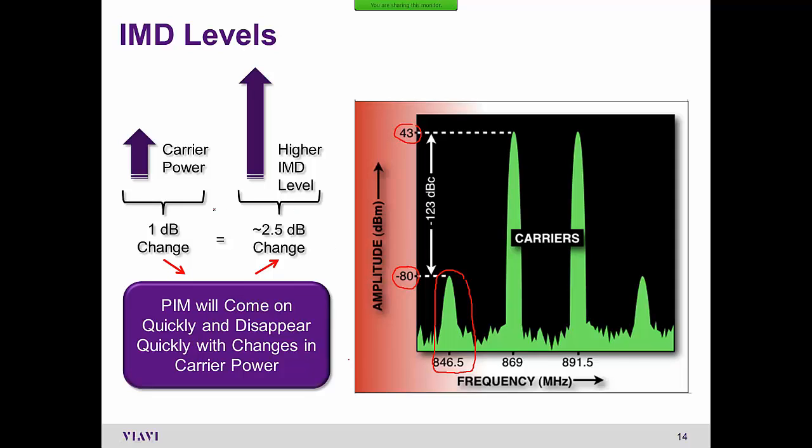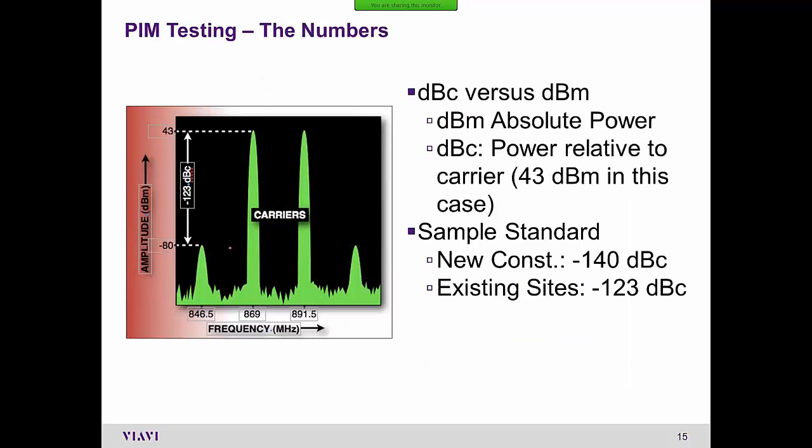One other thing that's good to note is that generally, if the carrier power changes by about a dB or so, that'll cause a change in the intermod. So if my carrier power goes up by 1 dB, the intermod will typically go up by 2.5 approximately, sometimes 3 dB. So the bottom line is PIM will come on very quickly and disappear quickly due to changes in the carrier power. All right, well, this term dBc, as I mentioned, PIM is often measured in terms of dBc when you're talking about a PIM test.